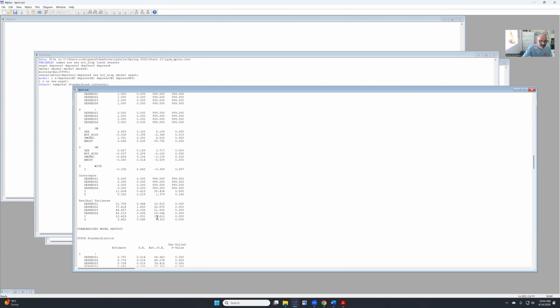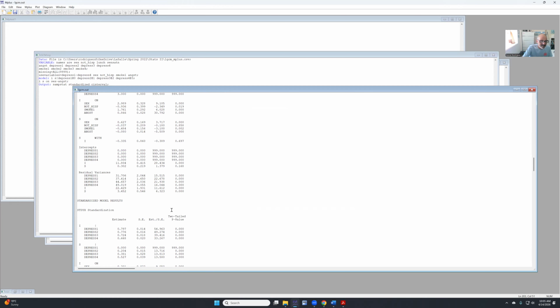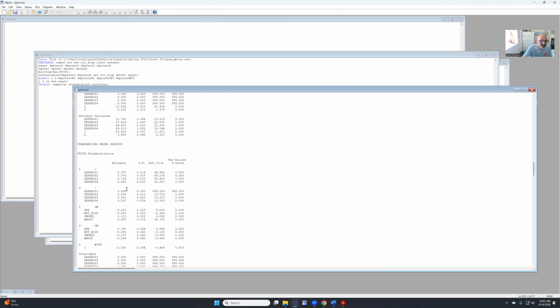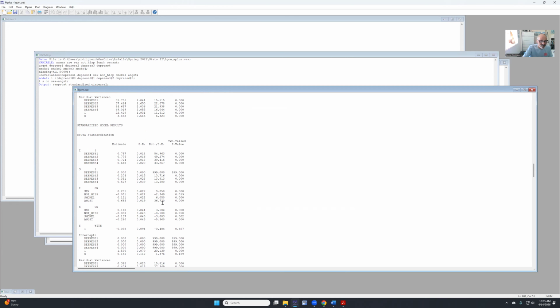You have your residuals here as well. They're all significant. Then you have the standardized values. If I drew a figure and I was presenting it, I would use these rather than the non-standardized values. I can make direct comparisons, right? Like which ones are more important, which are most important.